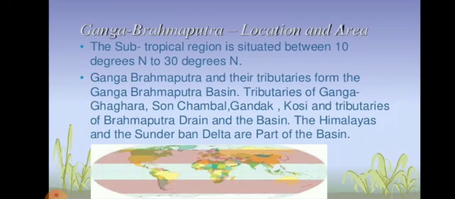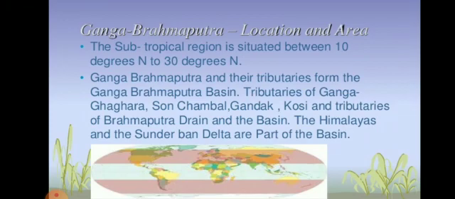The subtropical region is situated between 10° north to 30° north. Now there is a slight difference: the tropical region was from 0 degree at the equator to 10 degrees north, and from 10 degrees north to 30 degrees north is known as the subtropical region on the surface of the earth. So the Ganga Brahmaputra basin is situated in the subtropical region of the earth.